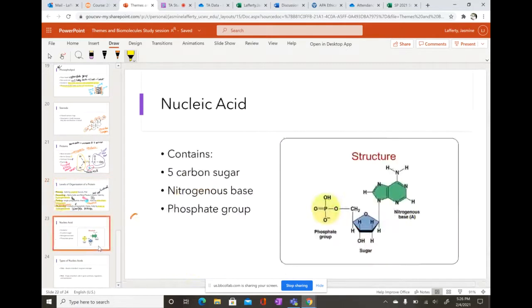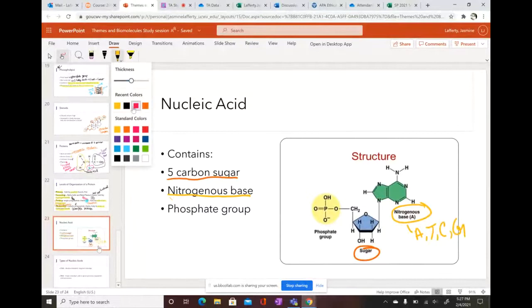Okay, so I do want to glance over nucleic acids, because the next study session I will be having is for the exam, and I know for a fact we will get through nucleic acids tomorrow. So a nucleic acid contains a 5-carbon sugar. So you have this right here. And then it contains a nitrogenous base. This right here. So this is where ATCG comes in, if you guys have heard that with DNA sequencing. And then a phosphate group.